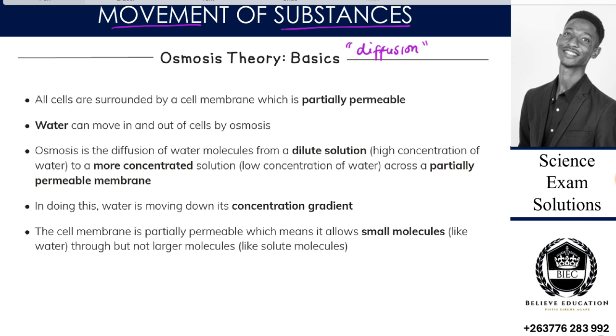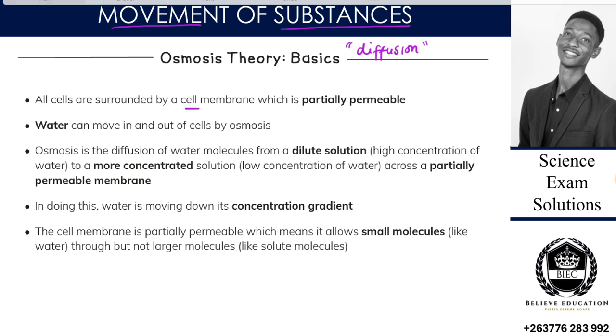Now what we want to look at is a continuation of diffusion, but we are primarily looking at a specific molecule. That specific molecule is called water. So when we talk of osmosis, osmosis will be the movement of water, but it is a diffusion of water, because osmosis is a type of diffusion. So let's look at our first note.